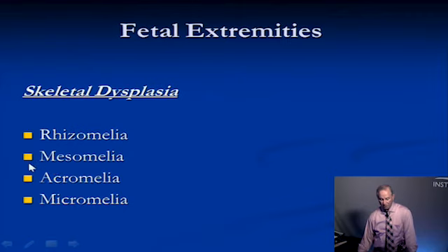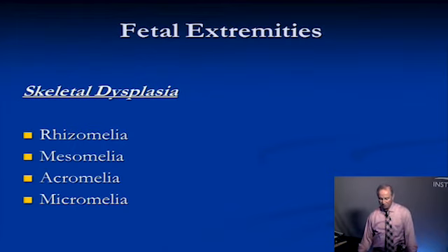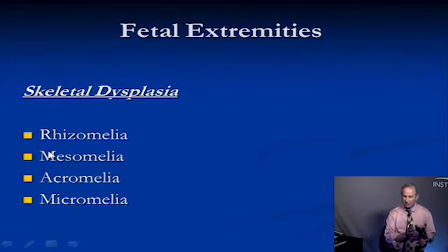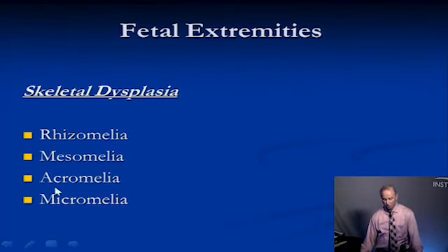If the middle bones are short, that would be radius, ulna, tibia, fibula. Because it's the middle, it's called mesomelia. If the hands and feet of the baby are extremely small, that's called acromelia. If everything is small, then it's micromelia. So this is just a classification.